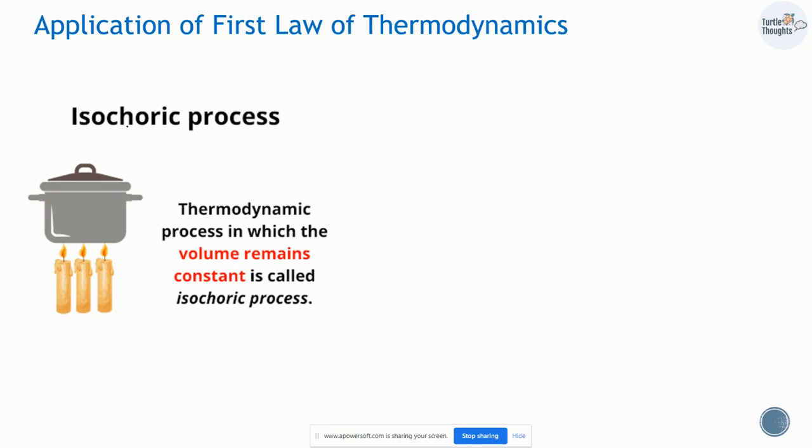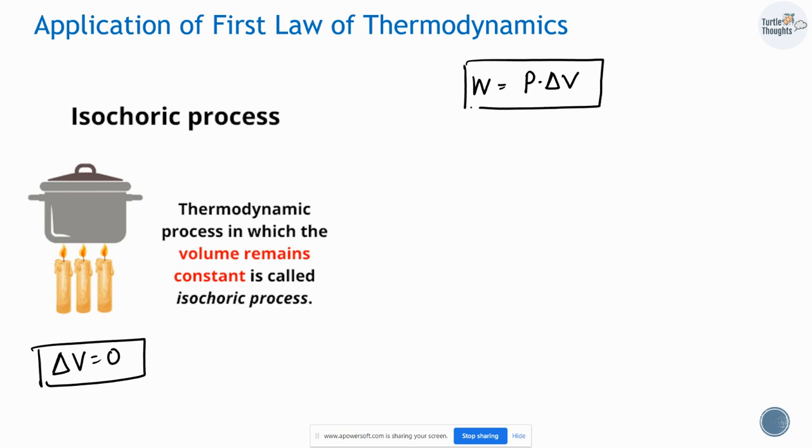Isochoric process is a thermodynamic process in which volume remains constant. So I can write over here delta V is equal to 0. Can I do that? Yes. When delta V is equal to 0, that is what your isochoric process is. Now, work done is given as P delta V. If delta V is equal to 0, even W will be equal to 0, because W is equal to P multiplied by delta V.